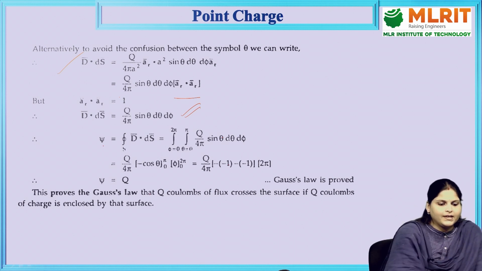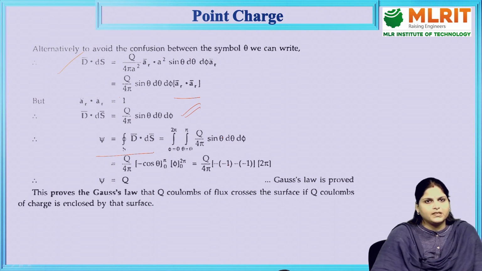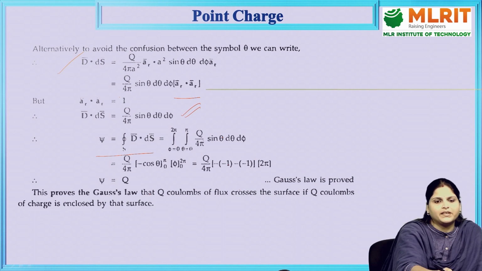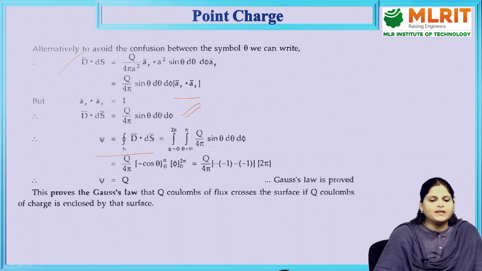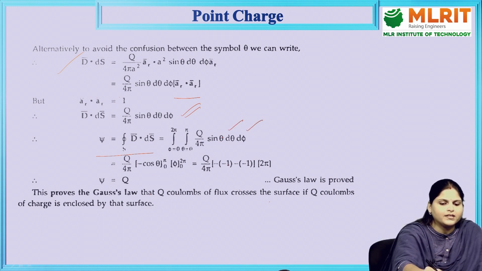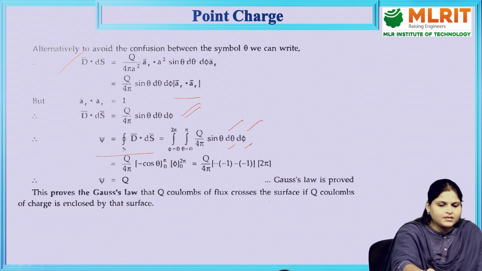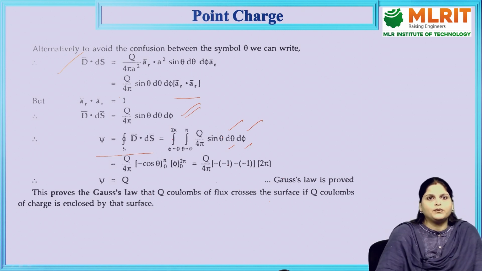This is psi is equal to, we know, integration of D dot dS, surface integration of. Then we put the limits by using the integration sign. The value of D dot dS is Q upon 4 pi sine theta d phi. Now we have two angles, d theta and d phi. So the integration is with respect to phi and theta. So in this integration sign, we need to put the limits of phi and theta.